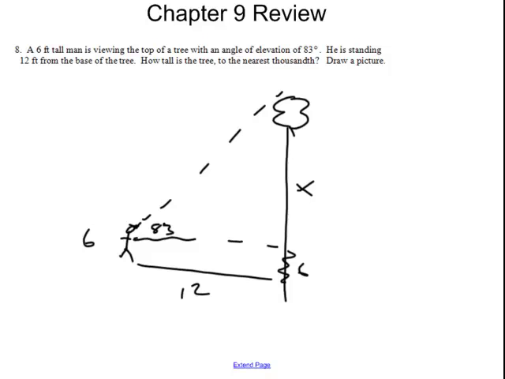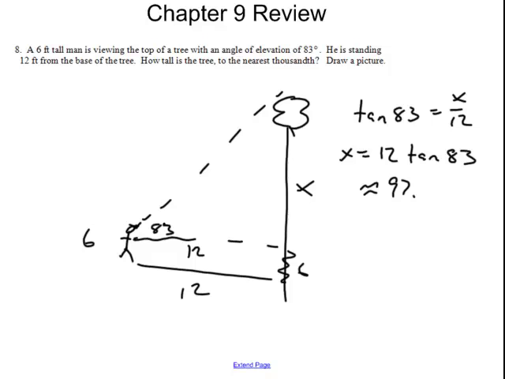In this case, I once again have the opposite and the adjacent, because if the bottom is 12, this is 12 also. So I've got the tangent of 83 is equal to x over 12. So x is equal to 12 times the tangent of 83, which is approximately equal to, wow, those are some strange looking approximate bars, 97.732. I've got to add 6 to that to get my total. So my total is going to be approximately equal to 103.732 feet. That's a pretty tall tree.